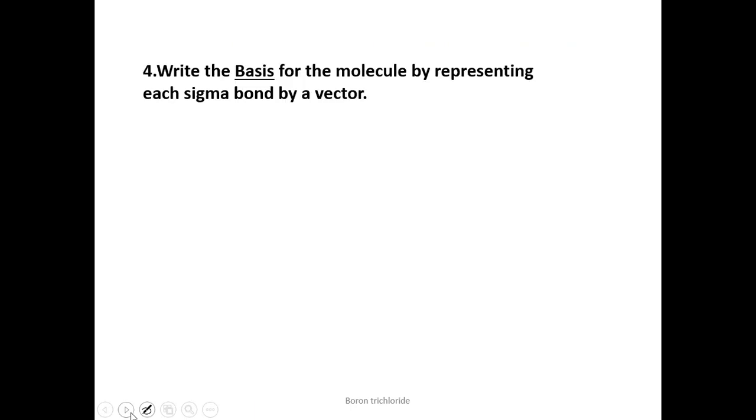The next thing is we have to write the basis of the molecule. The basis of the molecule is written by representing each sigma bond by a vector. What do you mean by that? Suppose we have a molecule like this.